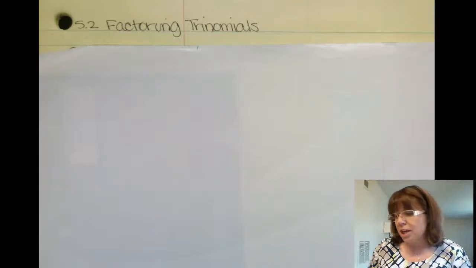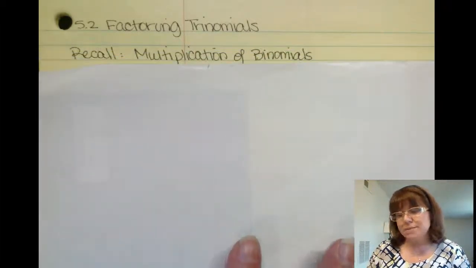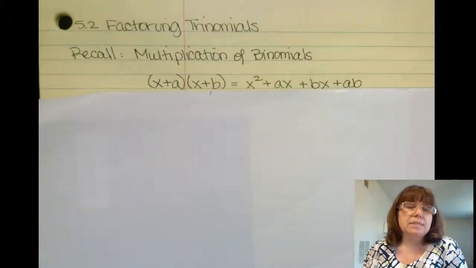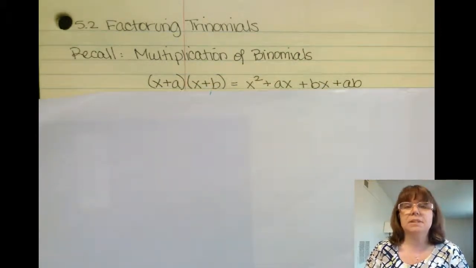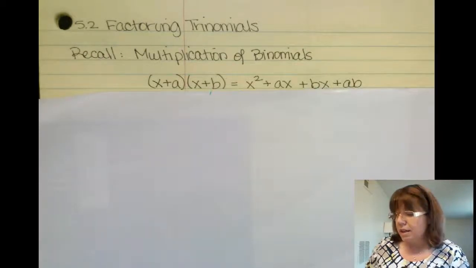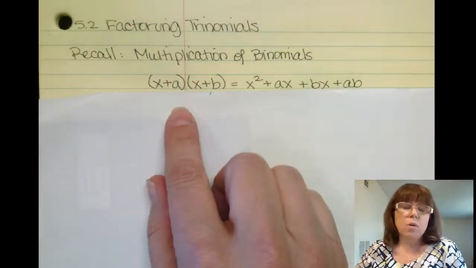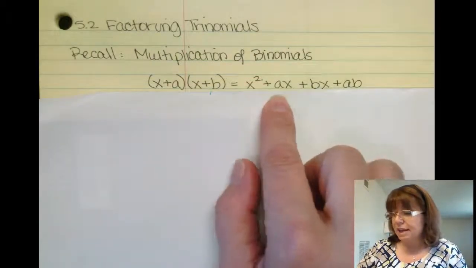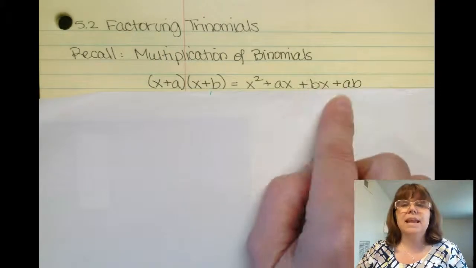So a while ago we chatted about multiplying binomials. We had something like x plus a times x plus b, and our result, using either our FOIL method or our column method, would be x squared plus ax plus bx plus ab.